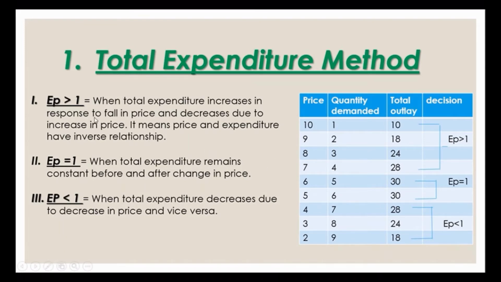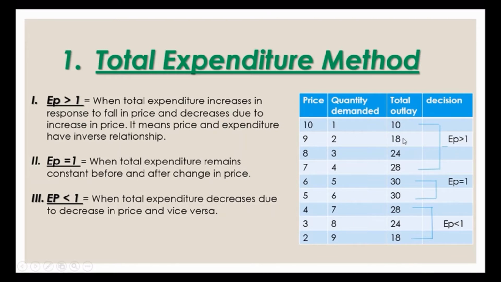We can see that when demand is more elastic, it means elasticity is greater than 1. It happens when total expenditure increases in response to a fall in price and decreases due to an increase in price. It means price and expenditure have an inverse relationship.